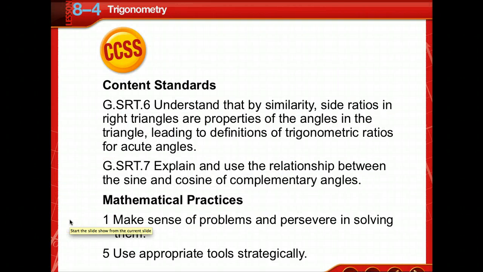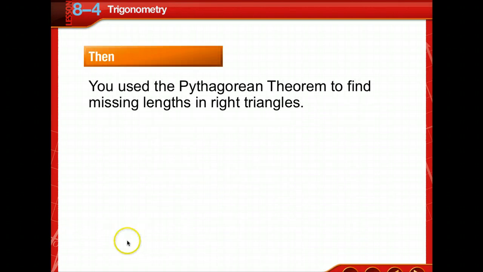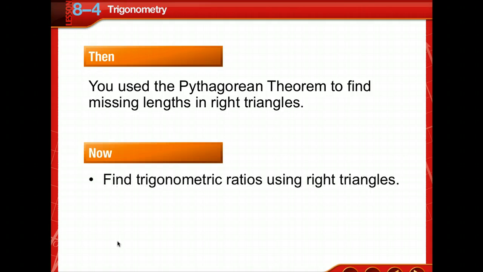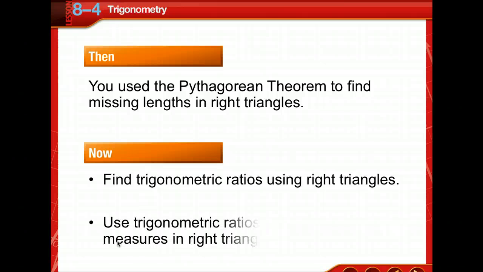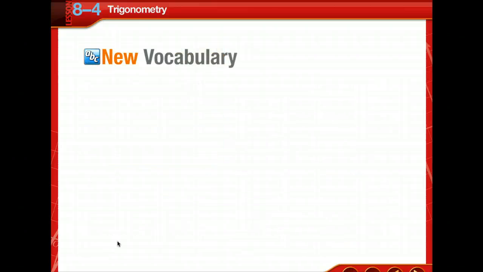Okay, it is time to discuss trigonometry. So these are our content standards and the math practices we'll be using on our assignment. Previously you've used the Pythagorean theorem to find missing lengths in right triangles, and now we're going to find trigonometric ratios using right triangles, and we're going to use trigonometric ratios to find angle measures in right triangles.